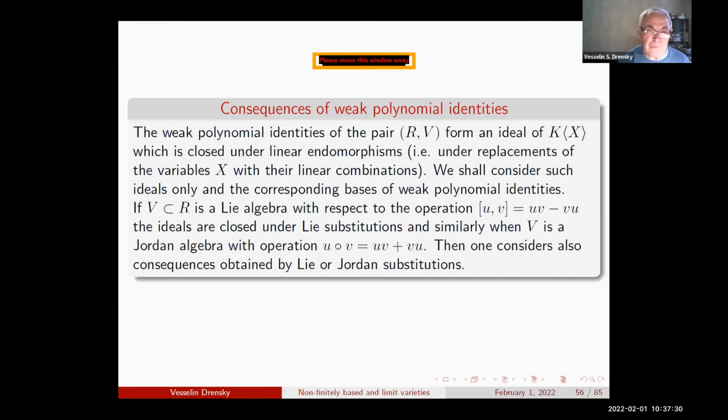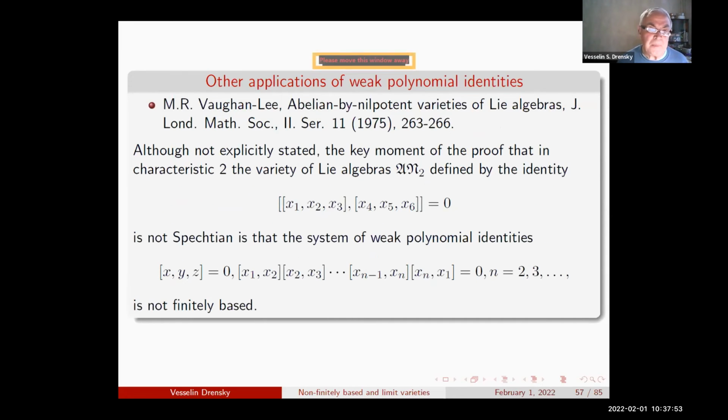And depending on whether you start with an arbitrary subspace V, or one which generates R, or V is a Lie algebra, or it's a Jordan algebra, then you can consider different consequences for the identities, depending on the structure of the algebra. And there are many applications of polynomial identities. For example, Vaughan-Lee constructed infinitely based varieties of Lie algebras in characteristic 2. In practice, he showed, although he didn't state it explicitly, that if you take commutator of length 3 and this system of weak identities, this has no finite basis of identities.